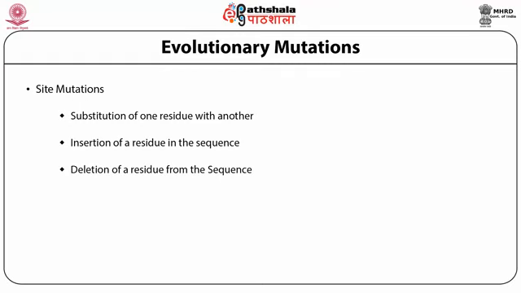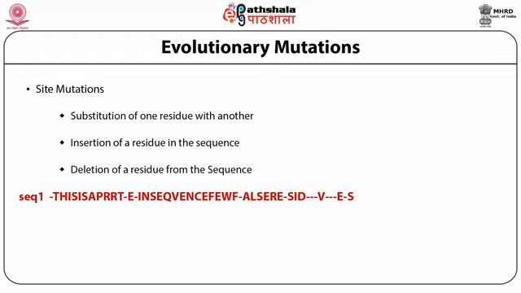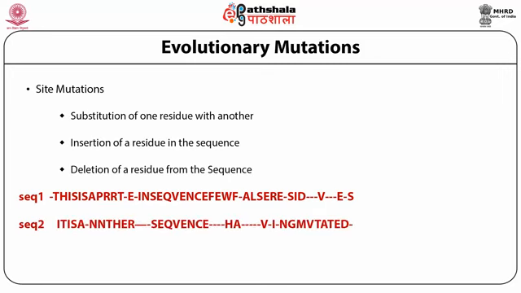To understand site mutations, let us say that we have a protein sequence in one organism represented as sequence 1, SEQ1 in this slide. This organism acts as a parent and passes this sequence to its offspring without any mutation. Then mutations take place during replication to result in changed sequence labeled SEQ2. This mutated sequence is passed on to another offspring.